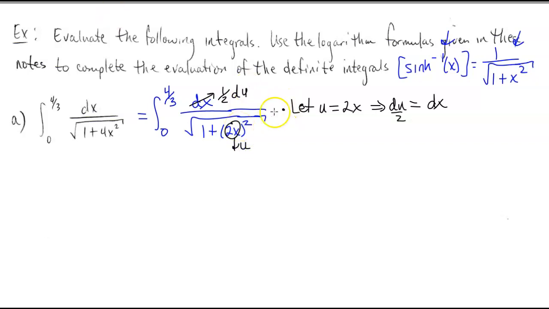And of course, we could also go ahead and figure out what our new limits of integration would be in terms of u. So we'll say also u of 0 is still going to be 0. And u of 4/3 will be 2 times 4/3, and that'll be 8/3.